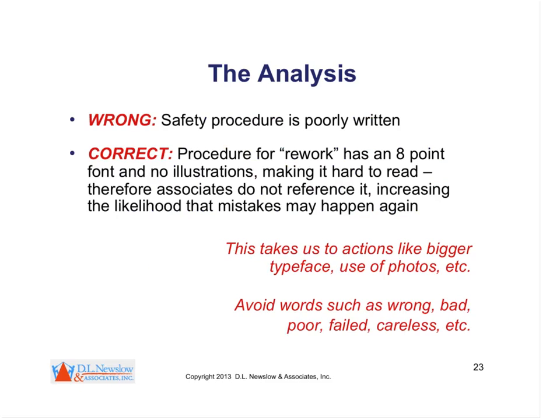Example 2, another example of a poor root cause analysis. A safety procedure is poorly written. You know, what does that say? I mean, that's kind of a finding. I don't even know if that's a good finding, but it sure doesn't say anything about what caused the problem. Here, under the correct part, procedure for rework has an 8-point font and no illustrations, making it hard to read. Therefore, associates do not reference it, increasing the likelihood that mistakes may happen again.